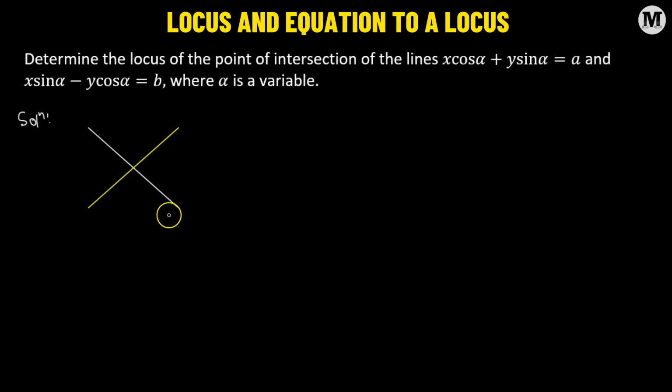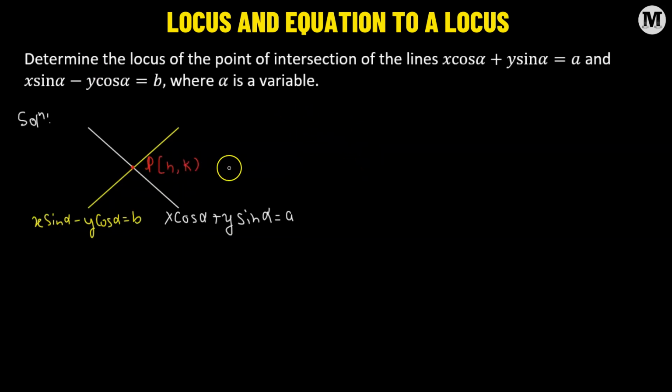So here we have the equation, let's say we'll consider one of the equations as x cosine alpha plus y sine alpha equals a. That's the equation of one of the lines. Then we have the other line which has the equation given by x sine alpha minus y cosine alpha equals b. Now clearly we observe here that both lines are intersecting at a common point, and we're going to name it point P with the coordinates h, k. So our goal will be to obtain the locus of that particular point P.